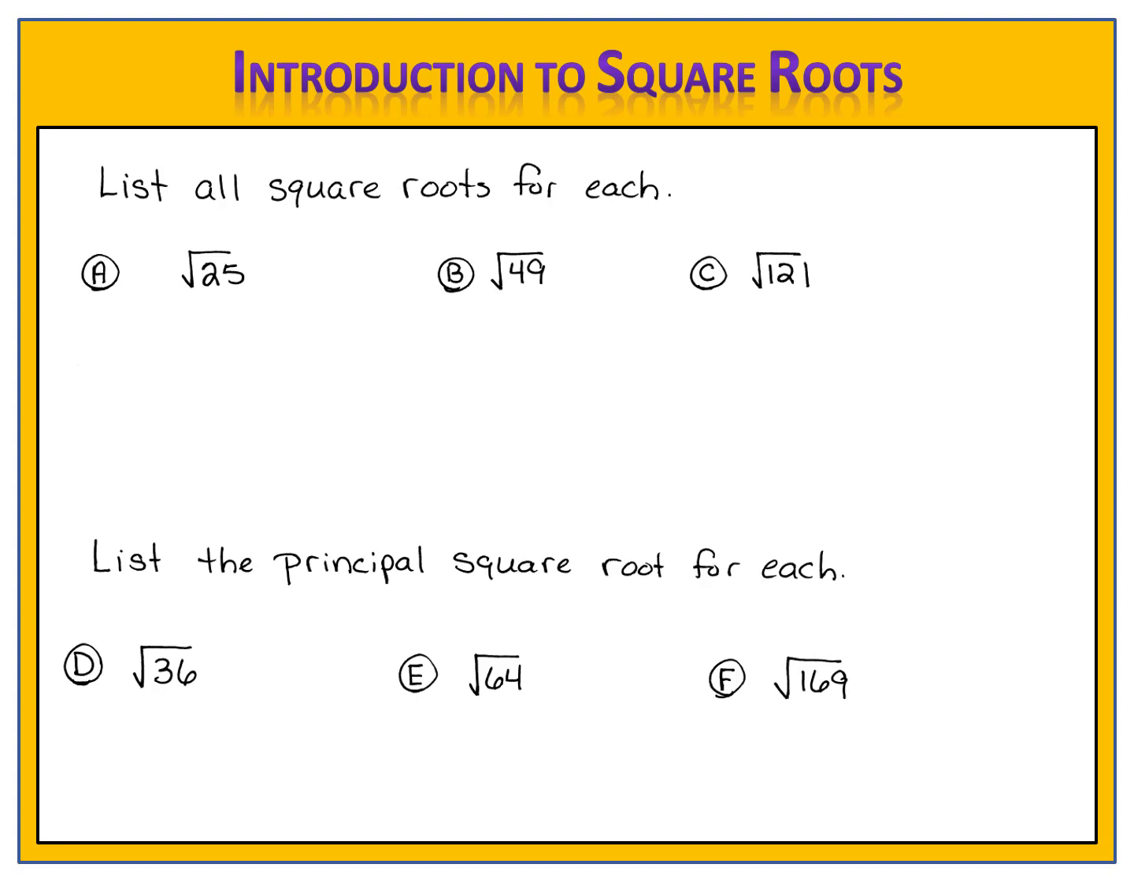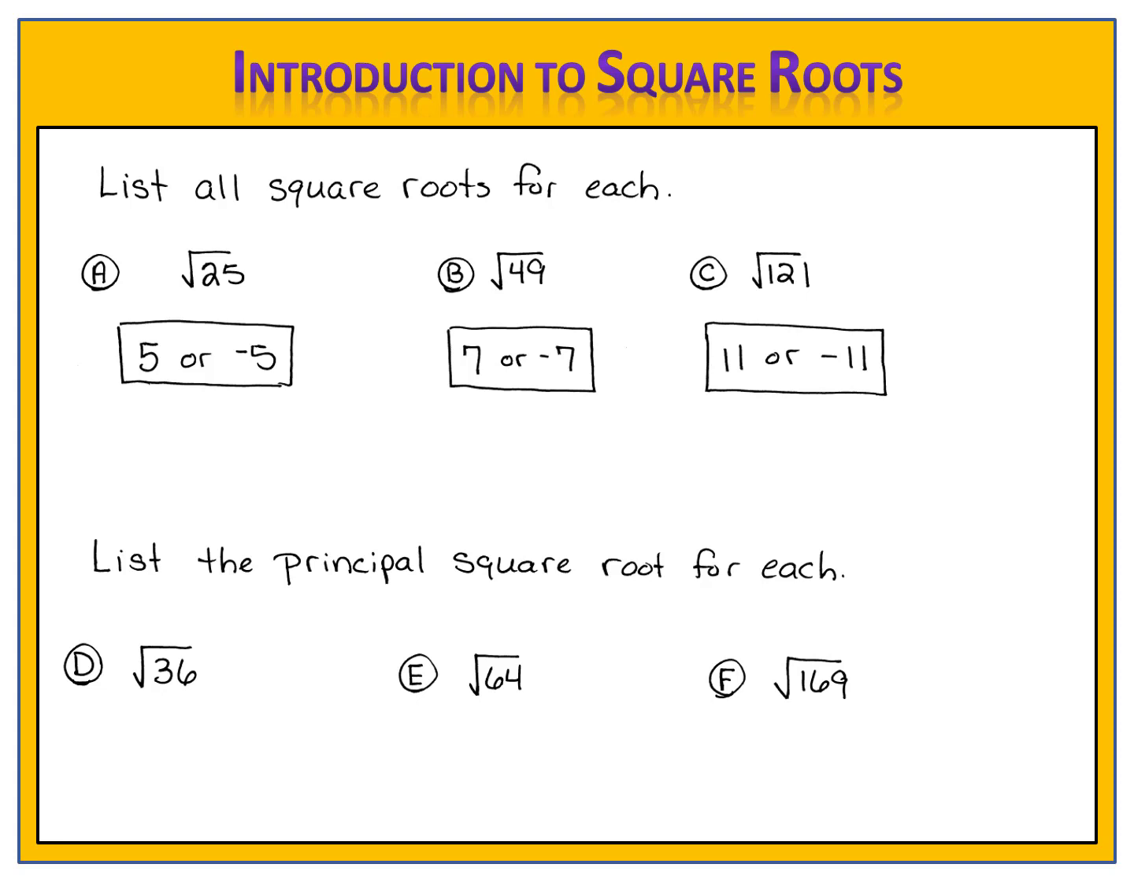Let's compare answers. A, the square root of 25. What numbers squared equal 25? Positive or negative 5. B, square root of 49. What number or numbers squared equal 49? 7 or negative 7. C, square root of 121. What number or numbers squared equal 121?